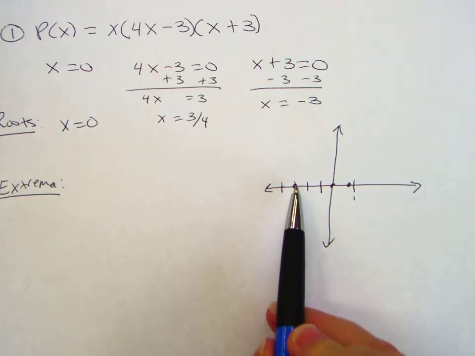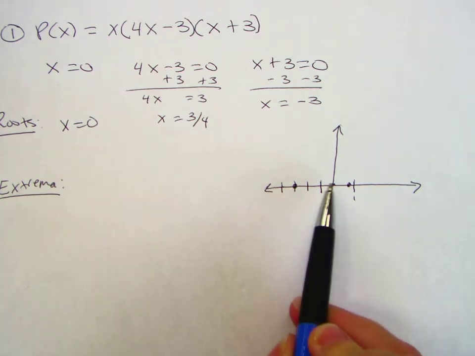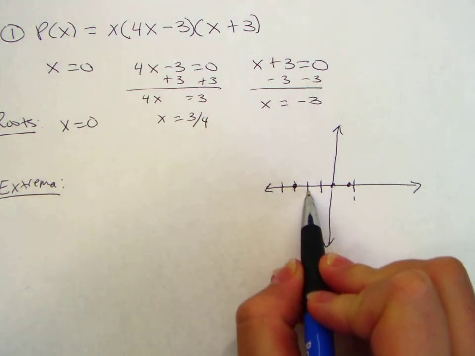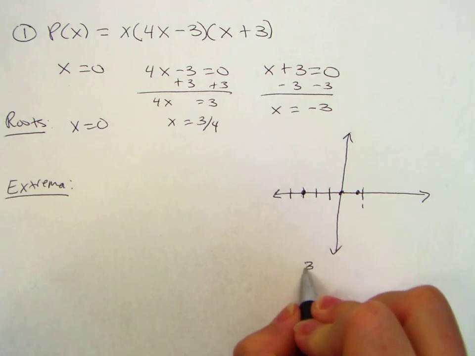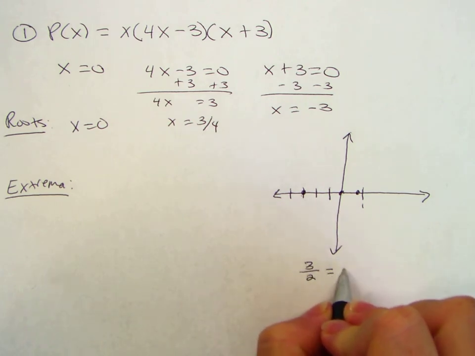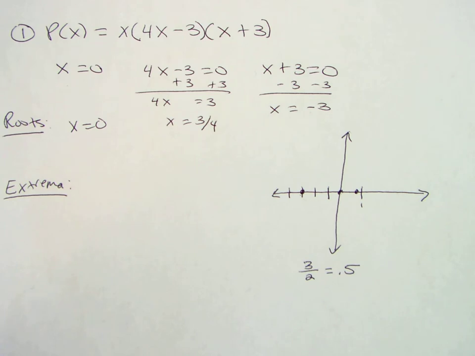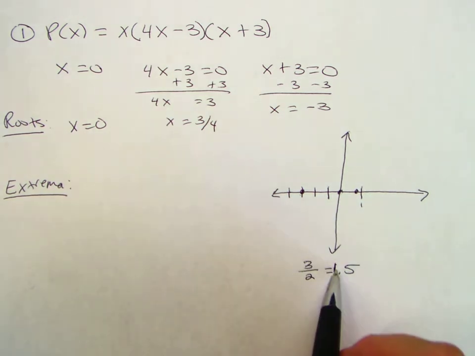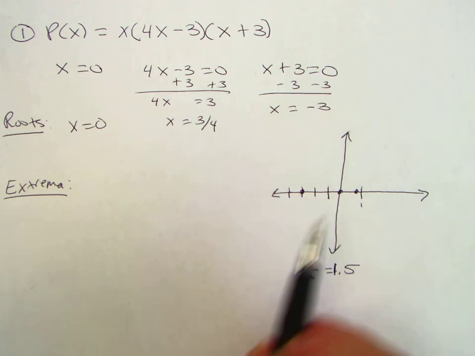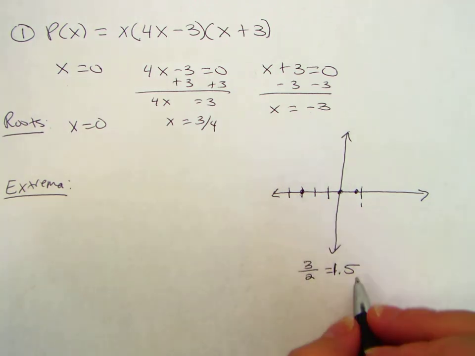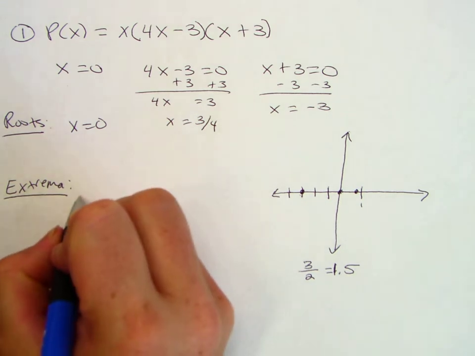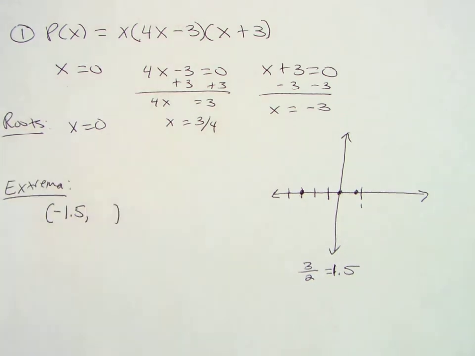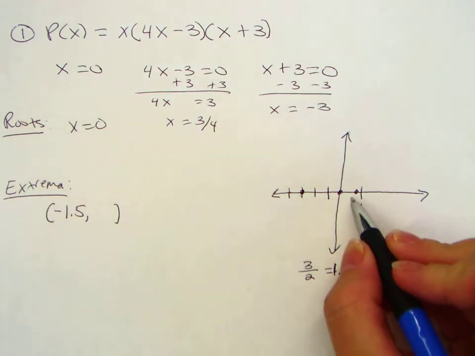All right, so I want to know what's halfway between 0 and -3. Well, that's 3 units. 3 divided by 2 is 1.5. So what is 1.5 away from 0 and 1.5 away from -3? -1.5. So we get -1.5, comma, and now I'm going to have to find the y value.